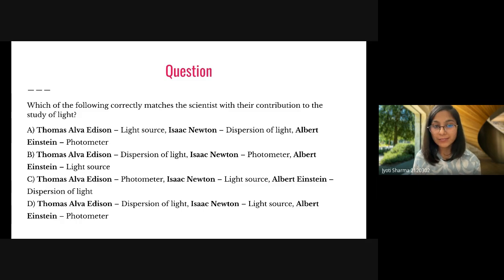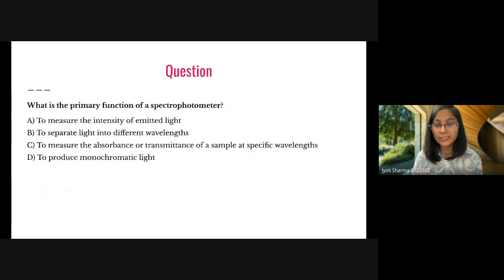So a very simple guess is Newton talked about the dispersion of light, right? And here, if we see, only option A has such kind of hierarchy. So A is the right answer.